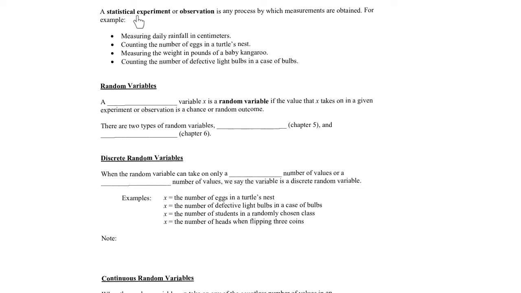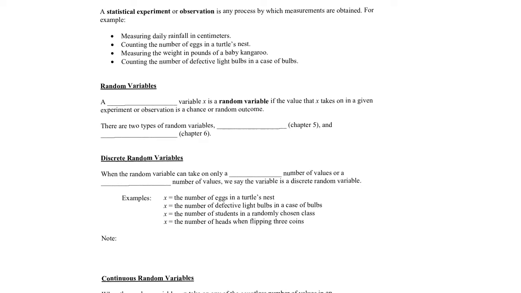We're going to say a statistical experiment or observation is any process by which measurements are obtained. So for example, measuring daily rainfall in centimeters, counting the number of eggs in a turtle's nest, measuring the weight in pounds of a baby kangaroo, or counting the number of defective light bulbs in a case of bulbs. So first let's talk about random variables.